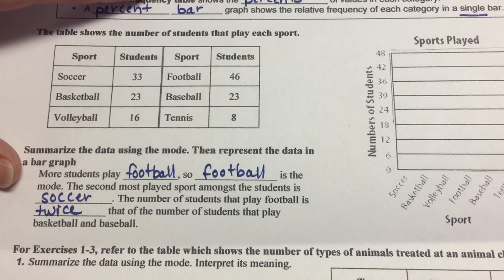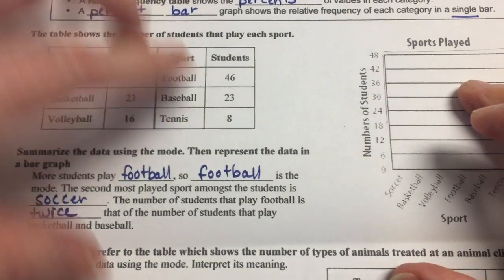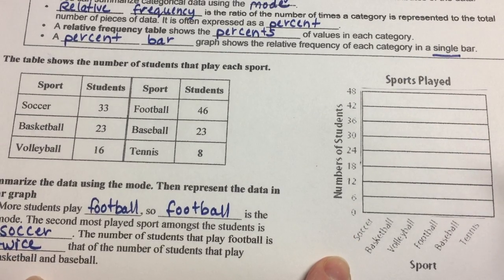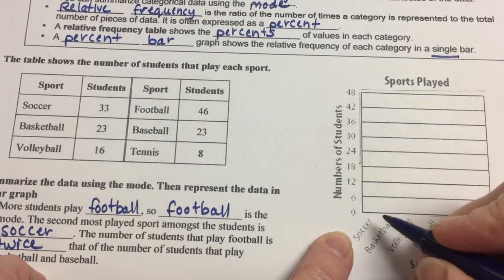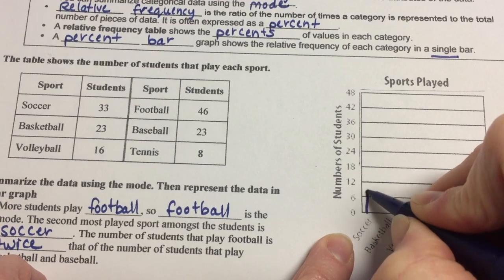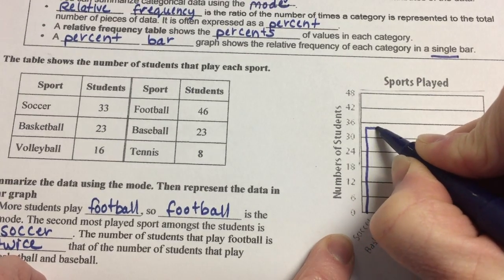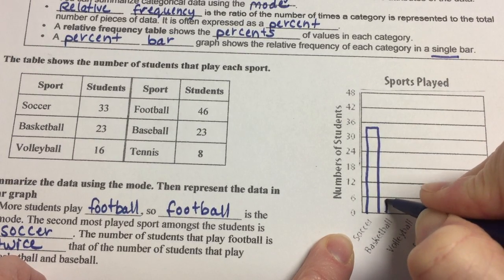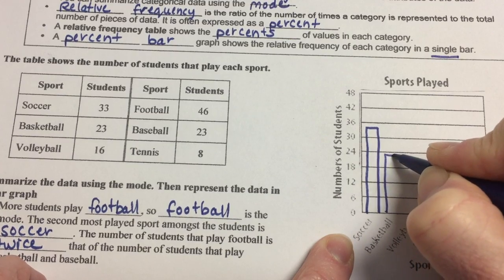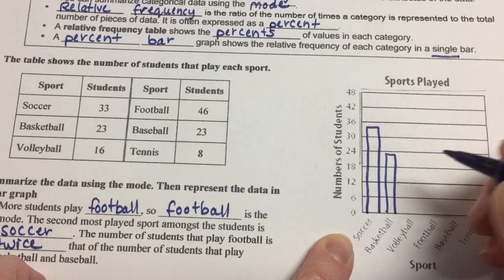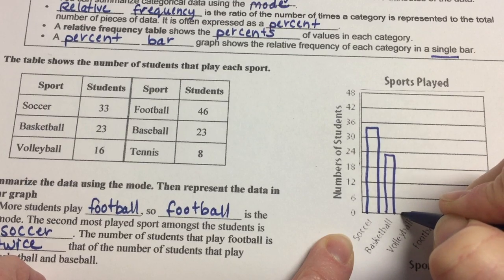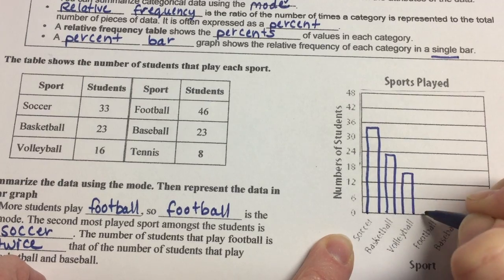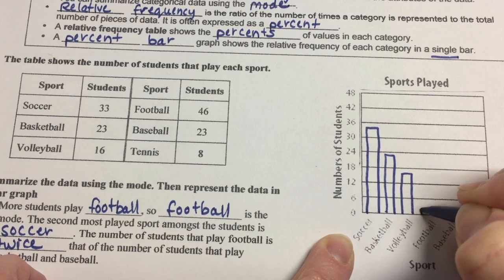All right, so now I'm supposed to take that data and put it into this bar graph over here. It's already divided, or the axes are already labeled for me, so I just need to draw the bars. Soccer is 33, so I'm going to start with soccer and go in between 30 and 36. Basketball is 23, so not quite as high. Volleyball is 16. Football is 46. That should be the tall one.